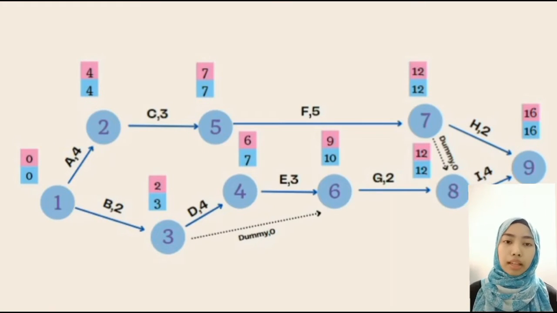For example, LET for event 9 will be 16 because it is equal to EET for event 9, which is also 16. After that, LET for event 8 is equal to 16 minus the process I, which is 4. So the LET for event 8 is 12. From that, continue the calculation for the next LET until event 1 by using the same flow of calculation just now.